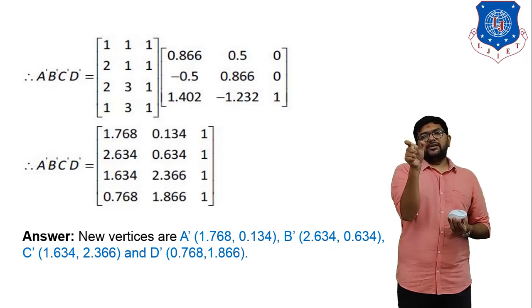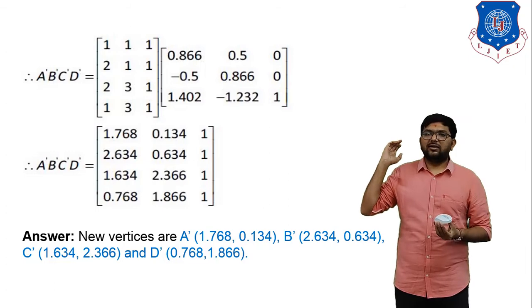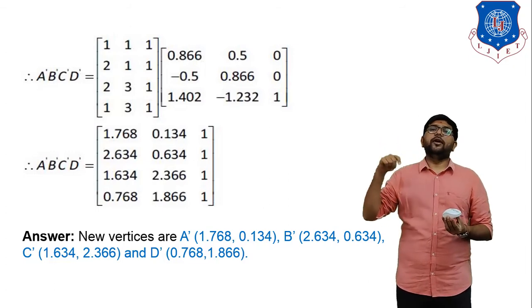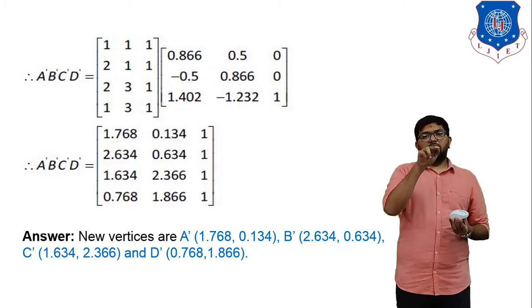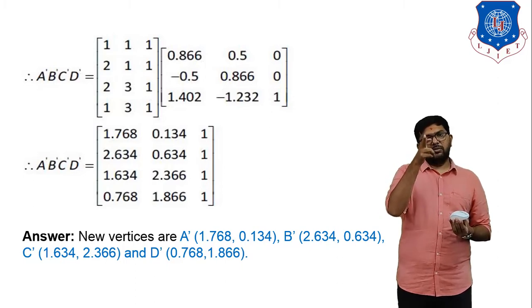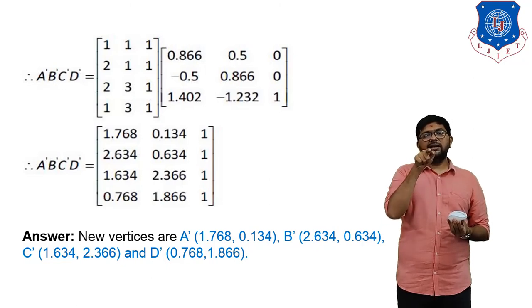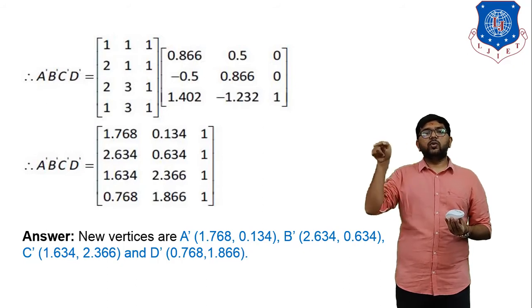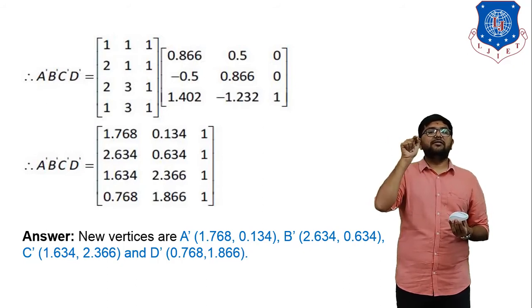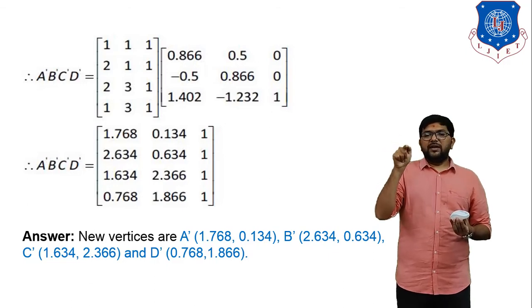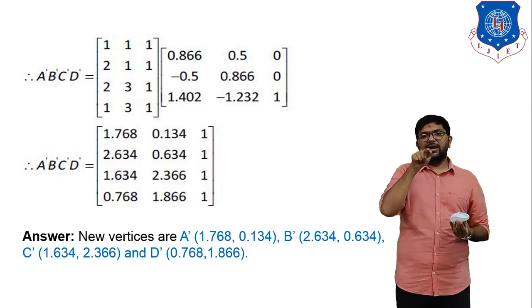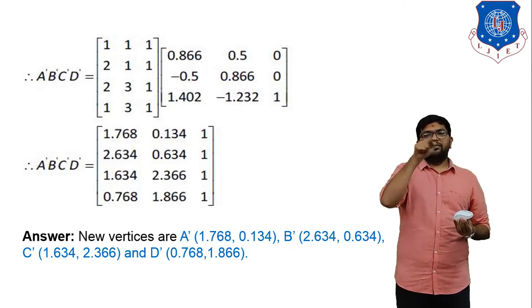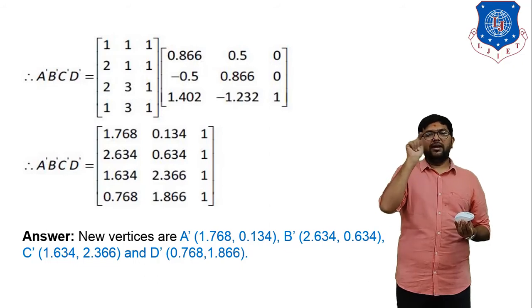Now you have to multiply these two matrices and you will get your final answer of the rotated rectangle about point P. Okay, so if you multiply these two matrices, the first row of the first matrix with the first column of the second matrix, so 1 into 0.866 plus 1 into minus 0.5 plus 1 into 1.402, and you will get the answer 1.768. You have to repeat the same procedure for the first row and second column multiplication, and you will get 0.134, and the first row and third column multiplication, and you will get the answer 1.